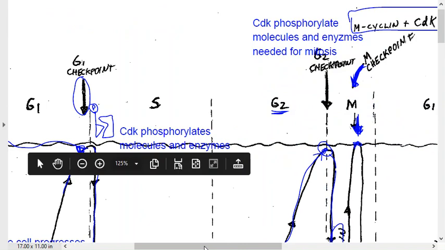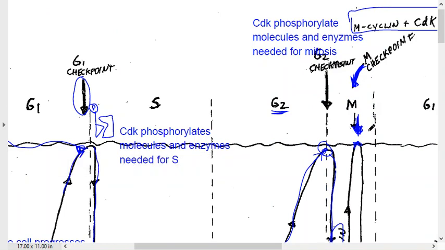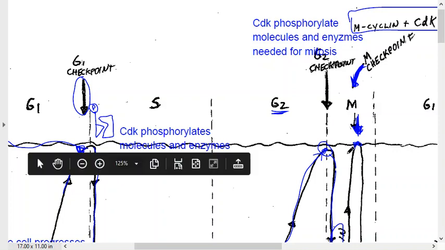Another way that this works, if we go back to the M checkpoint, one result of getting phosphorylated is the microtubules get phosphorylated by the mitosis promoting factor, the M cyclin and CDK complex. And that causes the microtubules to start pulling the sister chromatids apart. That's dependent on this complex phosphorylating all those microtubules. So those are some real life examples of what is actually happening when these molecules are phosphorylating enzymes or other things that are needed to progress through the cell cycle.